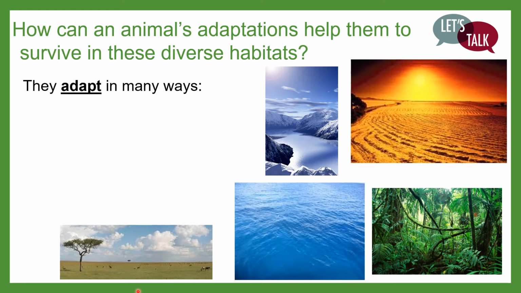Animals adapt in many ways. Fur would need to be thick enough for a cold climate, for example, and short enough for a really hot climate. More fat would be needed in a cold habitat to keep them warm, and it would also be needed in a hot climate as a source of nutrition and energy for the animal, as there's not much vegetation or prey in the desert, for example.